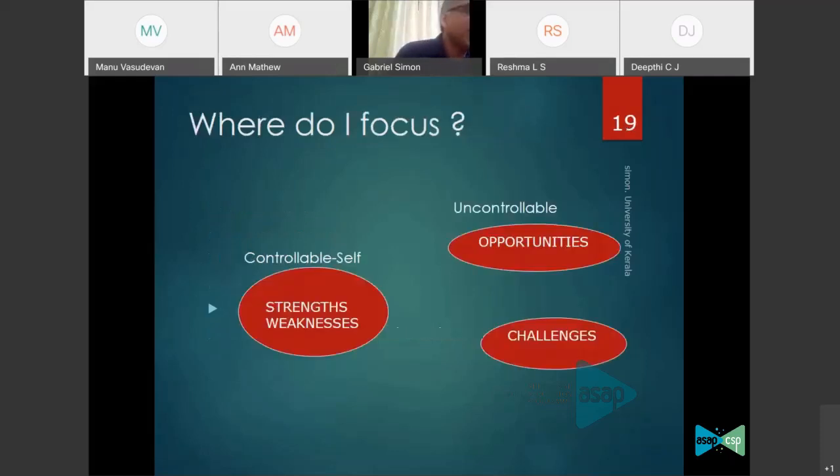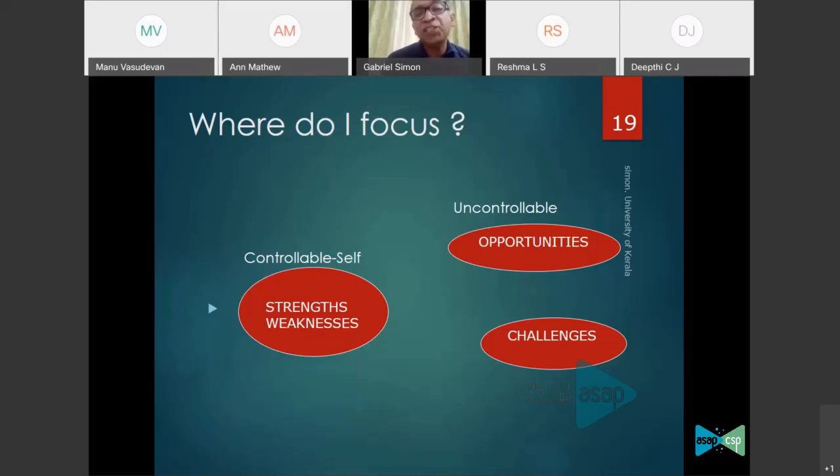Where do I focus? This is again retrieval, coming back to what we discussed earlier. Now we saw an environment which is fast changing based on technology, based on the changes in the economy, based on changes in political factors, social factors, and even the natural environment. It is fast changing. And we said it is uncontrollable. At times, it is even beyond your imagination.